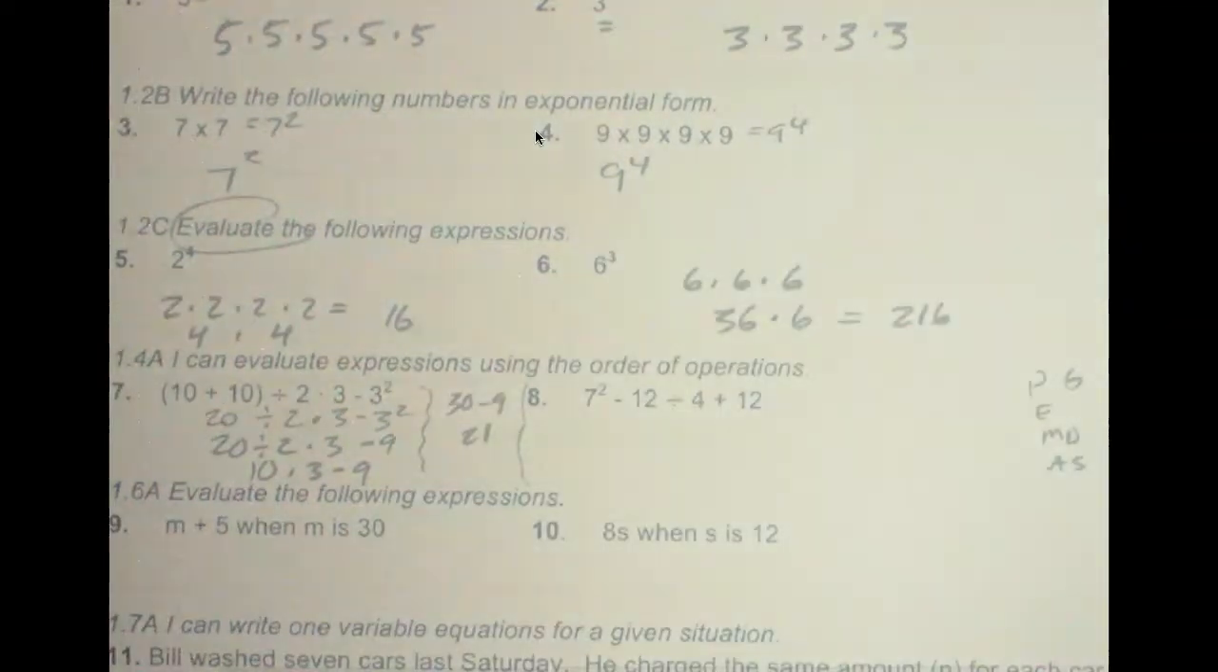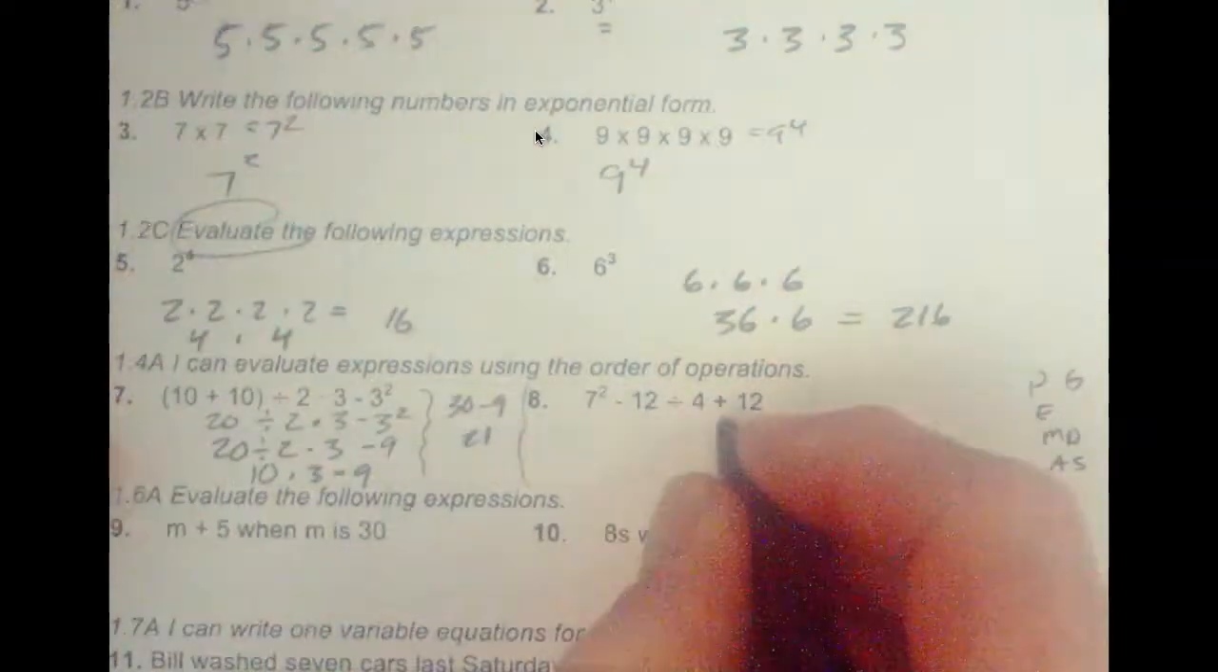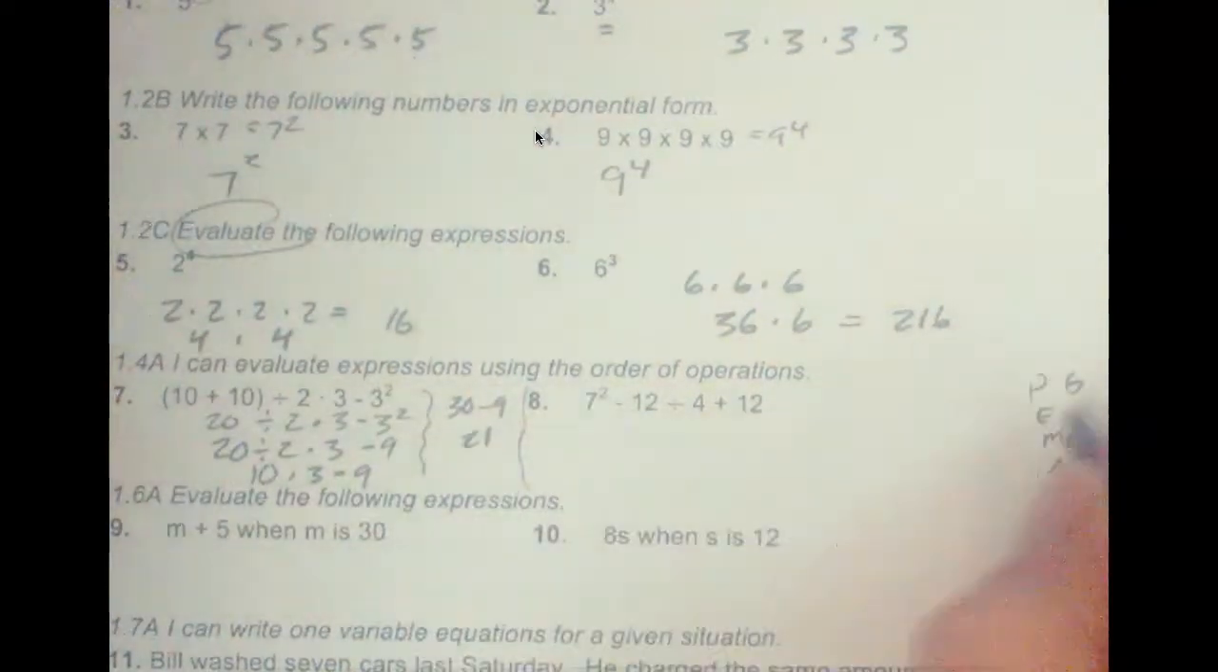Okay, this next one, 7 squared minus 12 divided by 4 plus 12. Let's see, I don't have any parentheses, but I do have an exponent here. So let's go to the exponent.